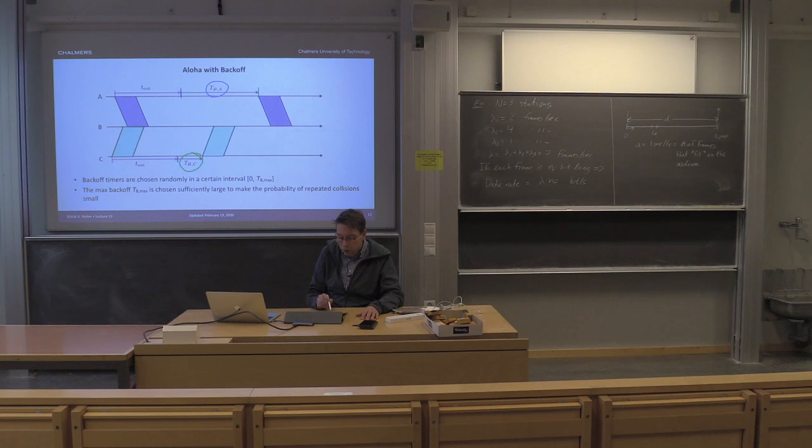So the backoff delays are chosen randomly in a certain interval from 0, meaning no delay, up to some maximum delay. The maximum delay is chosen sufficiently large to make the probability of repeated collision small. So this is what we want to do.